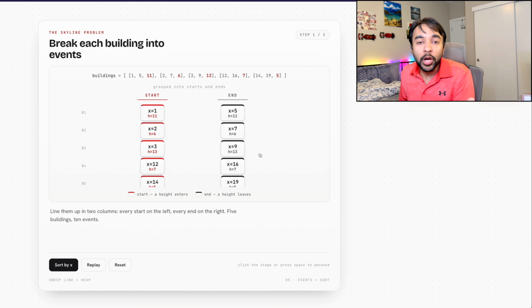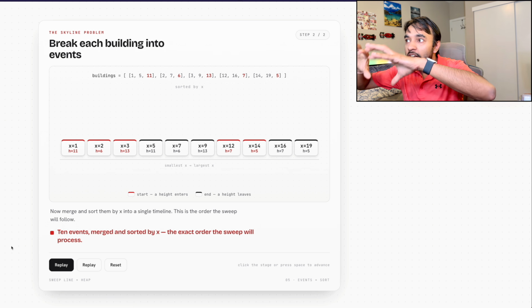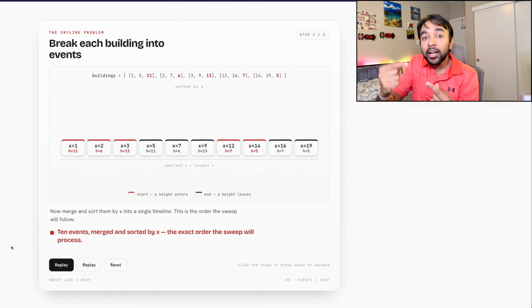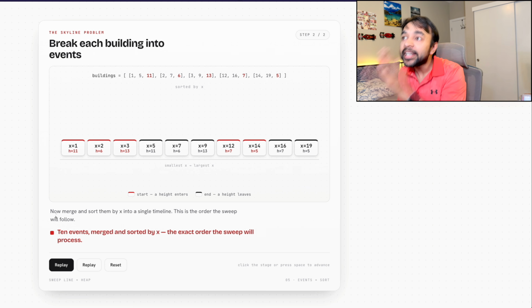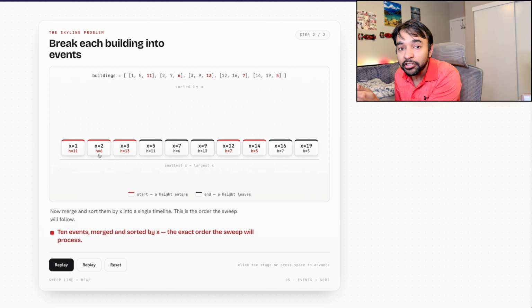So what do you have? You have all of these values of x. Naturally, the thought that comes to your mind is, okay, what if I sort all of these events? As soon as you sort it, you now get your skyline, but it is in the form of events. It is telling me that at x equals 1, an event came where the height of the building is 11. At x equals 2, a new event came, but the height is 6.